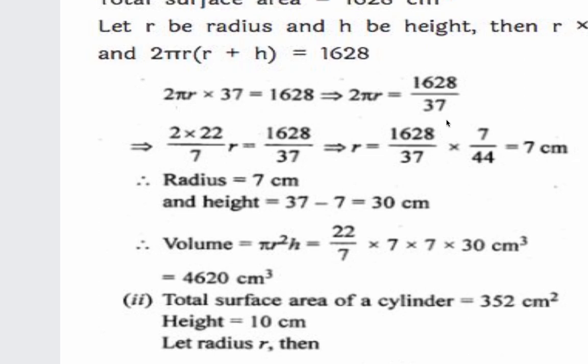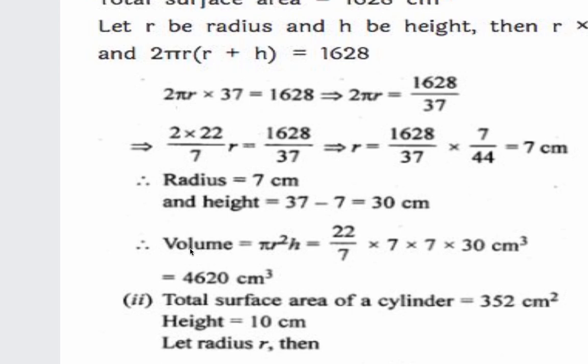Radius I have got. What is the sum of radius and height? We know it's 37. So students, what will be the height? Sum minus the radius, right? So 37 minus 7, 30 centimeter. Now that I know the radius is 7, the height is 30 centimeter.